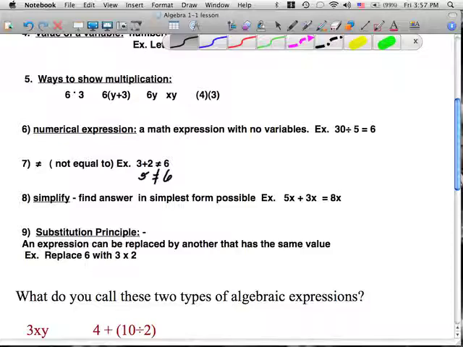The slash can also be used with other relation symbols in math. For example, I could take the greater than sign and put a slash through that, and it says not greater than. Less than sign with a slash means not less than.